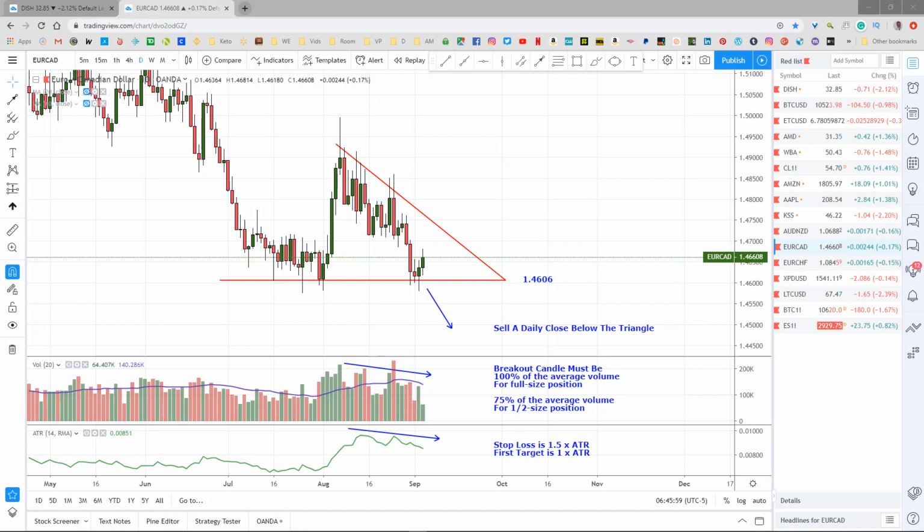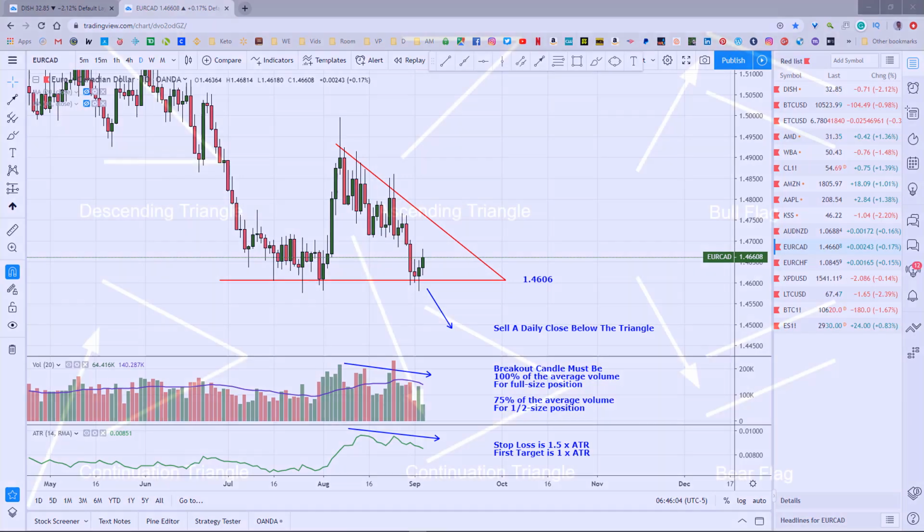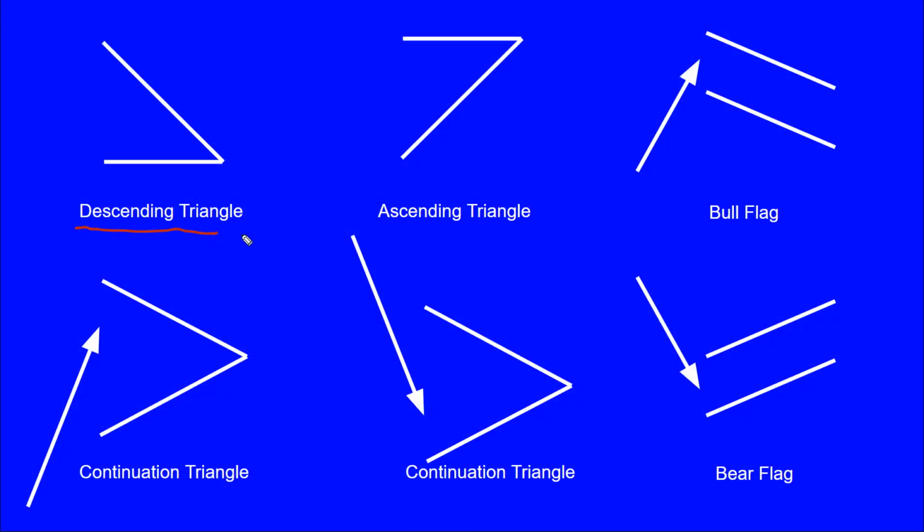Okay, let's talk some more about pattern recognition. In part 1, we looked at the descending and the ascending triangles. In part 2, we looked at the bullish and the bearish continuation triangles. And last week, we looked at the bull flag and the bear flag. When I initially planned this series, I totally forgot a pattern that doesn't happen very often, but I love to see it when it does.